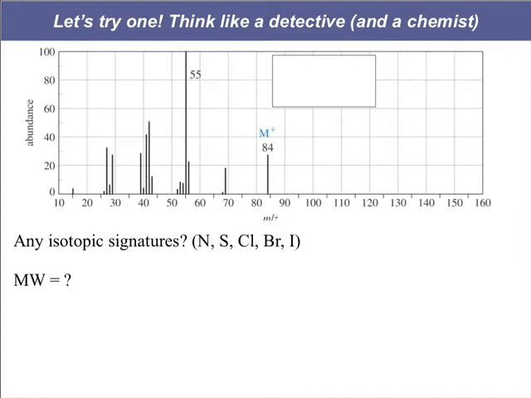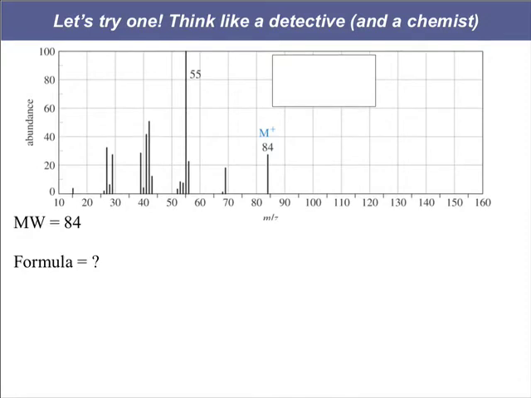Now, what's our molecular weight? Remember that our molecular weight is the same thing as our parent ion. Our parent ion is the radical cation that has lost an electron but not fragmented. So our molecular weight is 84. Now, since we know that we only have carbons and hydrogens, again, we'll talk about oxygen in a moment, let's figure out what the formula must be to give us the molecular weight. Remember that carbons and hydrogens will always bind to each other at certain ratios.